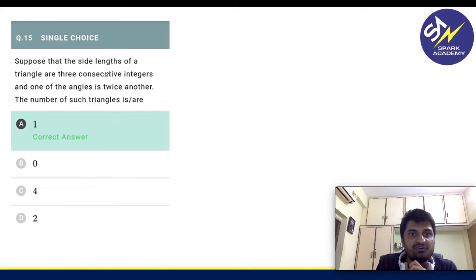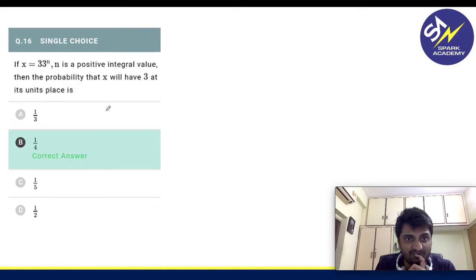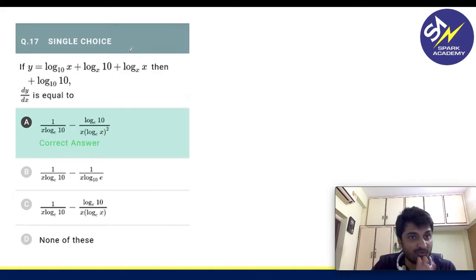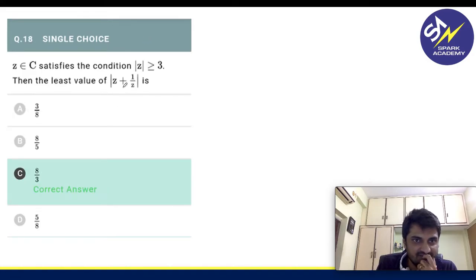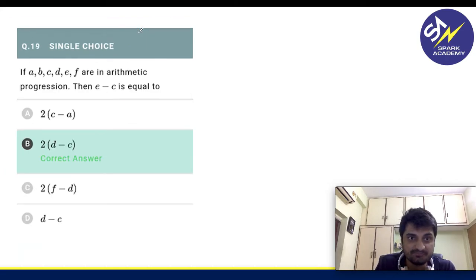Sides of the consecutive triangles are three consecutive integers, again they are asking a visualization case, so round two. Digit 3 in the units place, tens place, hundreds place with probability, round 2 I am keeping. dy by dx, simple differentiation, guys. So you won't have anything to do in this actually. So it's just a simple round 1 question. Least value, maximum value, again this is part of your complex numbers. Little bit of concept is there, so I'll do it in round 2.